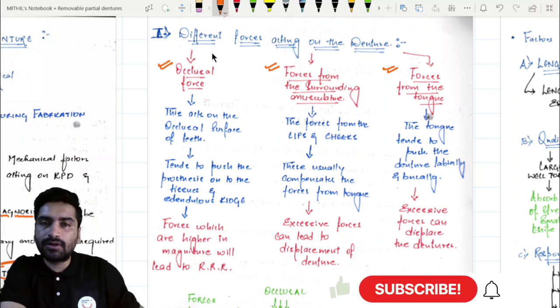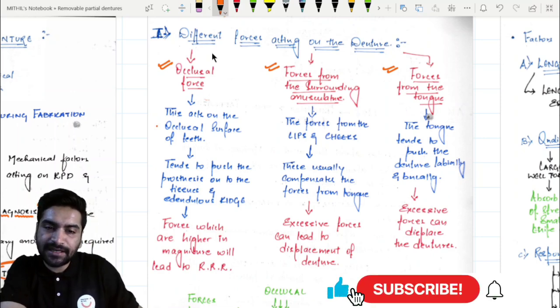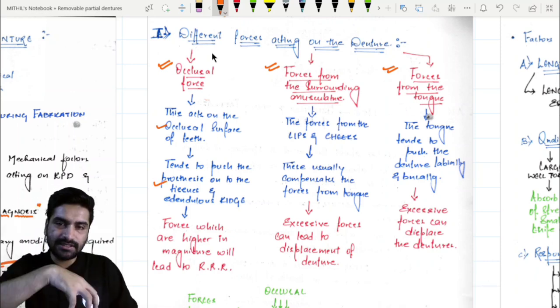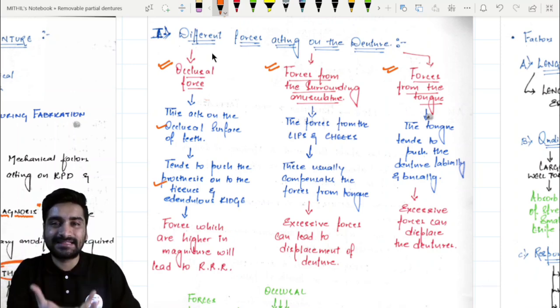Now when we talk about the occlusal force, this acts mainly on what? Very simple, the occlusal surface. When it acts on the occlusal surface, obviously the tissues are soft and resilient, right?